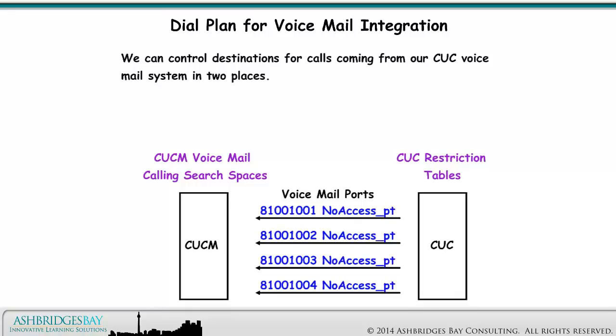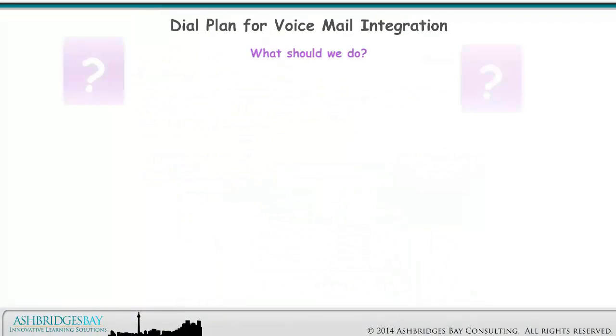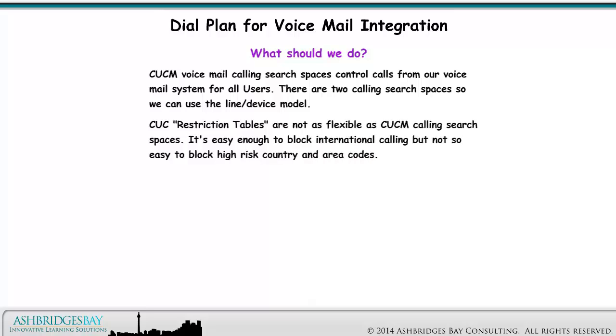We can control destinations for calls coming from our CUC voicemail system in 2 places. We can use the CUCM voicemail calling search spaces, we can use CUC restriction tables, or we can use a combination of the 2. CUCM voicemail calling search spaces control calls from our voicemail system for all users. There are 2 calling search spaces, so we can use the line device model. CUC restriction tables are not as flexible as CUCM calling search spaces. It's easy enough to block international calling, but not so easy to block high-risk country and area codes.